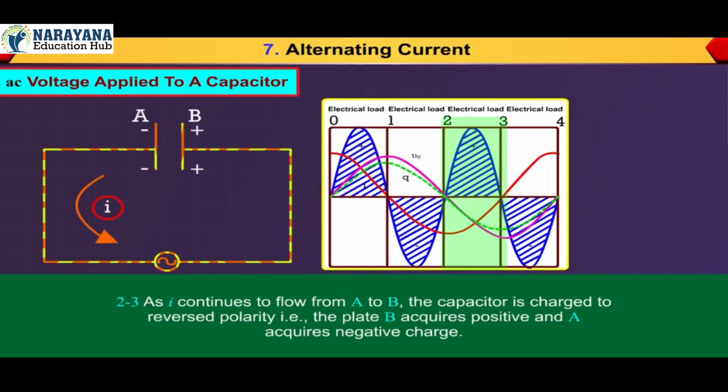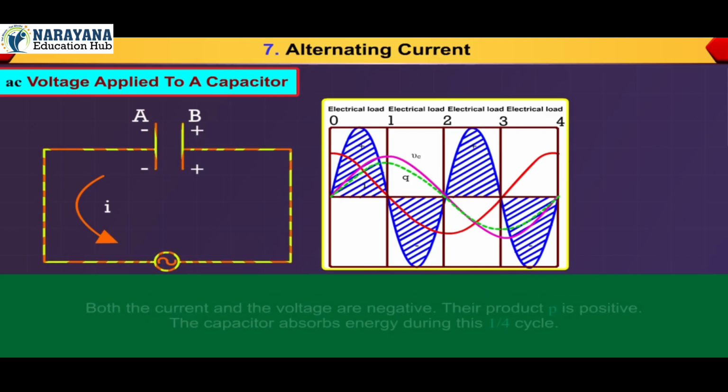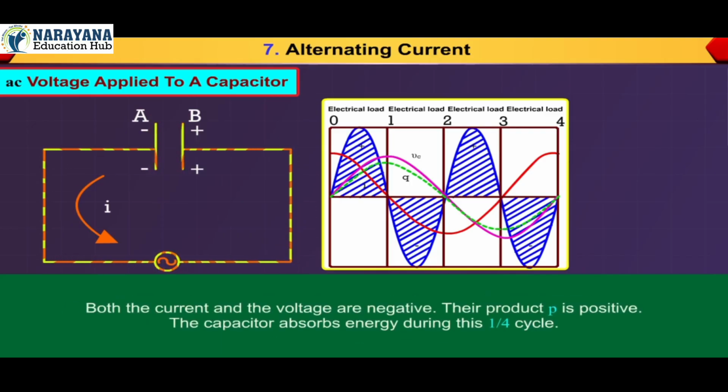2 to 3, as I continues to flow from A to B, the capacitor is charged to reversed polarity, that is, the plate B acquires positive and A acquires negative charge. Both the current and the voltage are negative. Their product P is positive. The capacitor absorbs energy during this 1 quarter cycle.